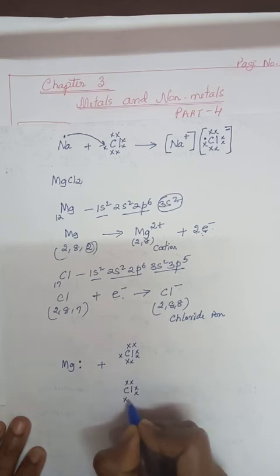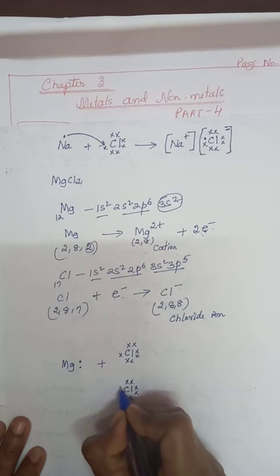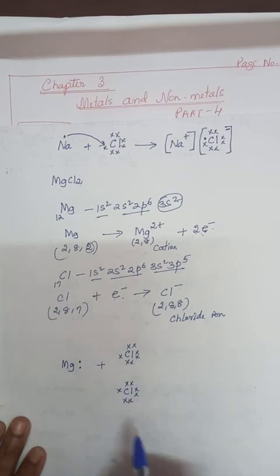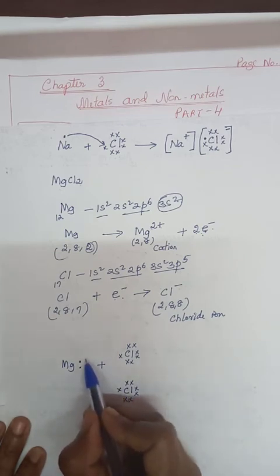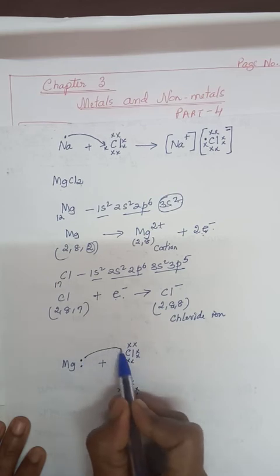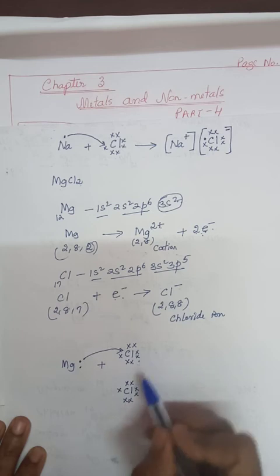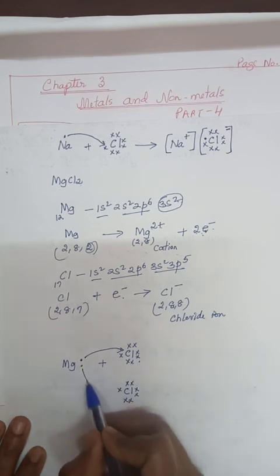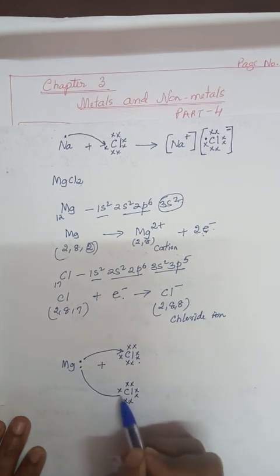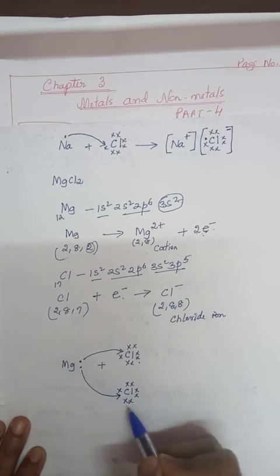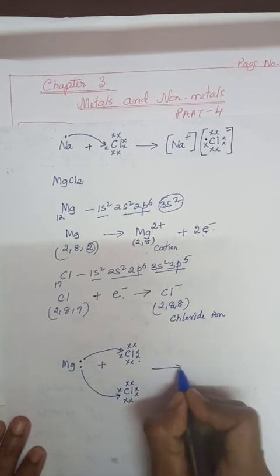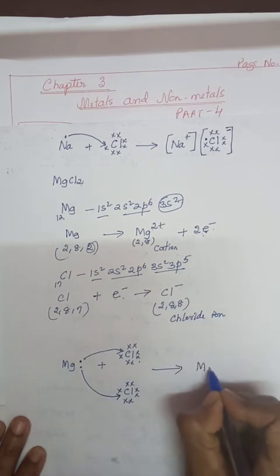1, 2, 3, 4, 5, 6, 7. Now, this electron from here occupies this place. There is a shortage of 1 electron for chlorine. Now, this electron occupies this place. Now, it is equal to Mg.